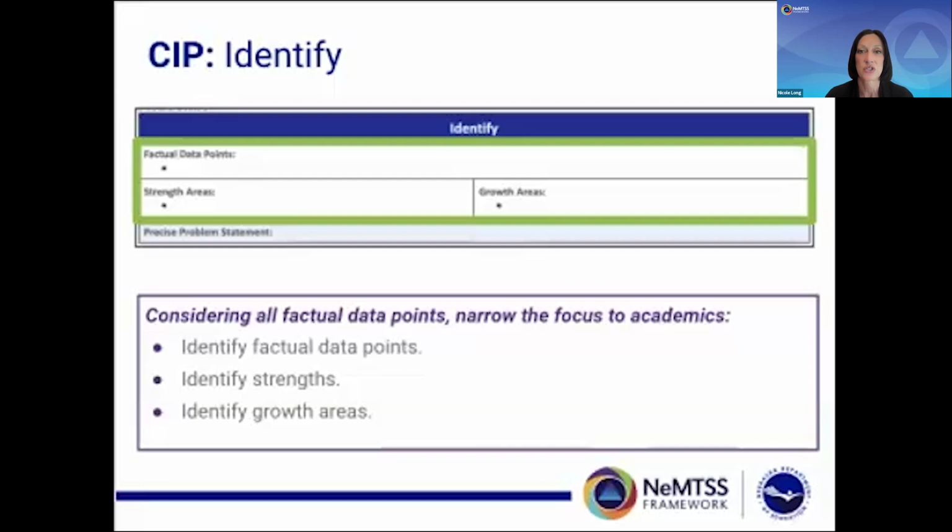You will see a screenshot of different sections of the CIP template throughout the rest of the problem-solving process to indicate where to document each step.